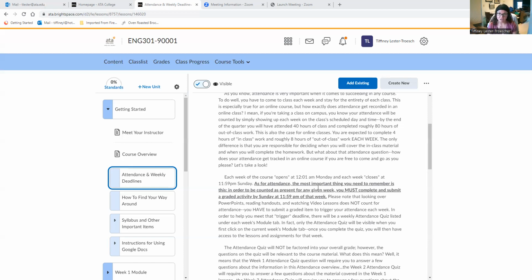What counts as triggering your attendance? Well, you have to submit a graded item every week. So going into the course and watching videos, looking at PowerPoints, reading handouts, looking at an assignment, none of that counts as triggering your attendance. You have to actually complete and submit a graded item in order to be counted present that week, right?